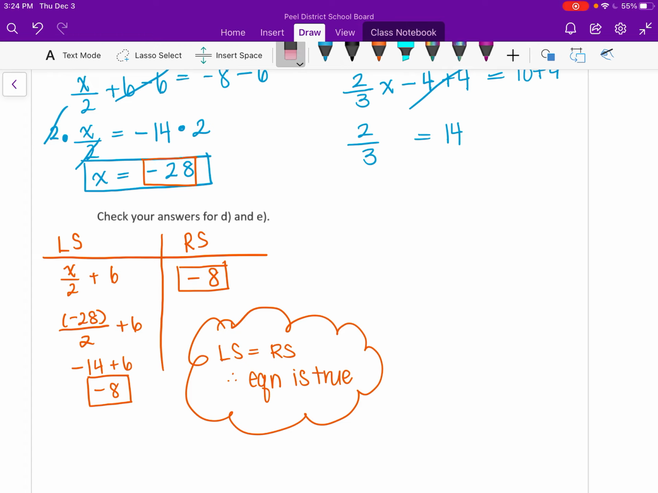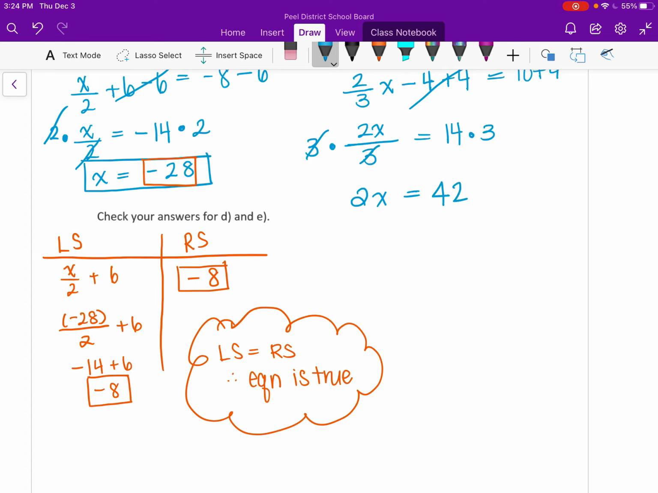and I just like to visualize it like this. It's 2x over 3, right? So right now, everything is over 3. So what I'm going to do is I want to get rid of that 3. If everything's divided by 3, if I just multiply both sides by 3, I can get rid of the 3. So I'm left with 2x equals 14 times 3, right? And that is 42.